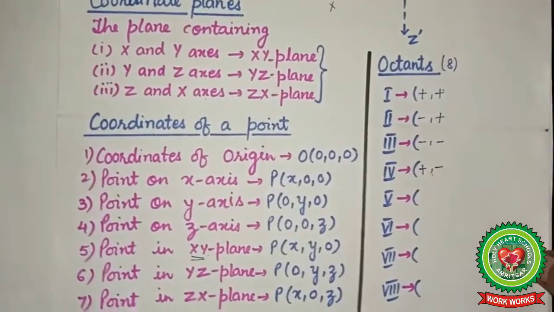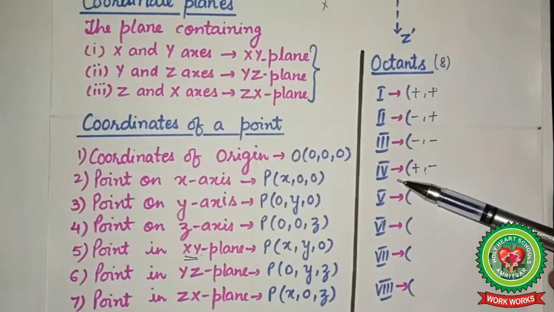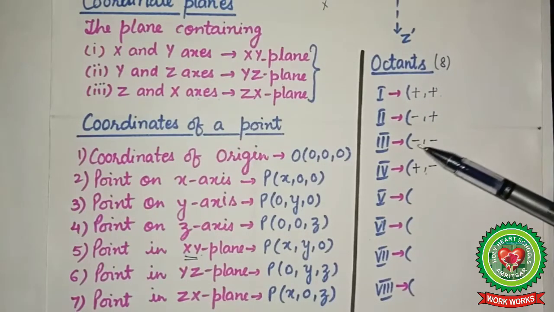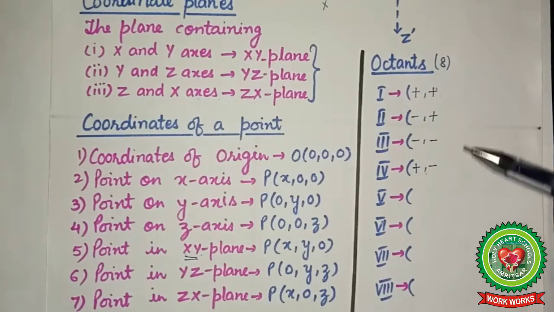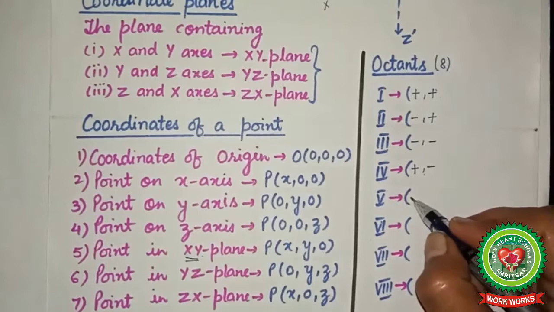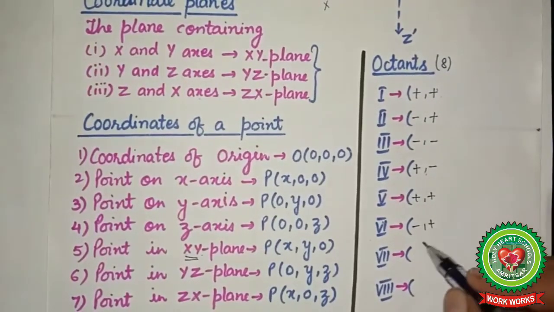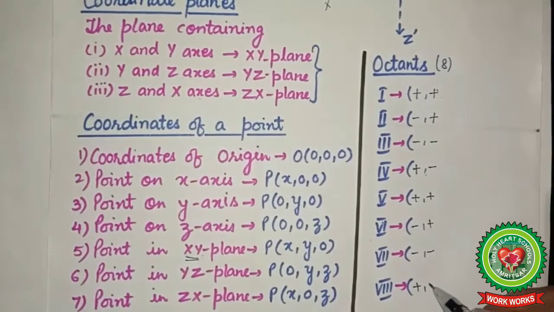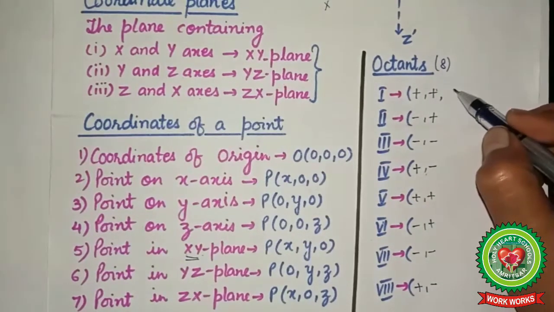First we have to recall the signs of the quadrants. In the first 4 quadrants, write down the signs. It is plus, plus, minus, plus, minus, minus and plus, minus. For the next 4, again repeat this sign in this way. Plus, plus, minus, plus, minus, minus, and plus, minus.